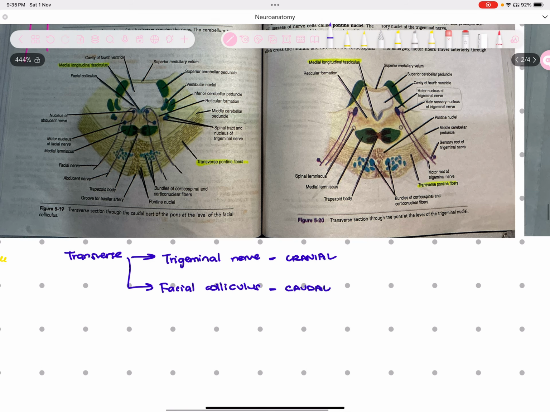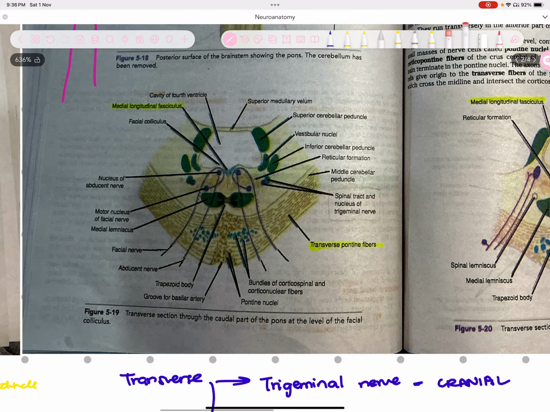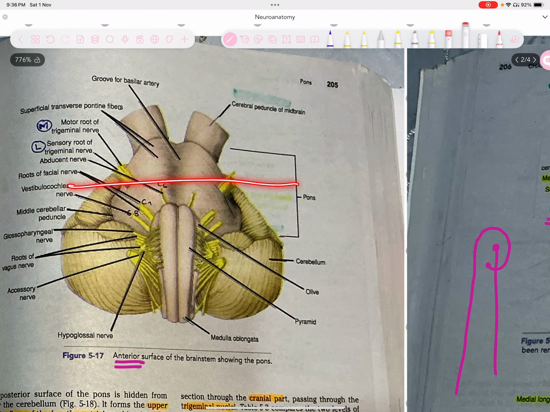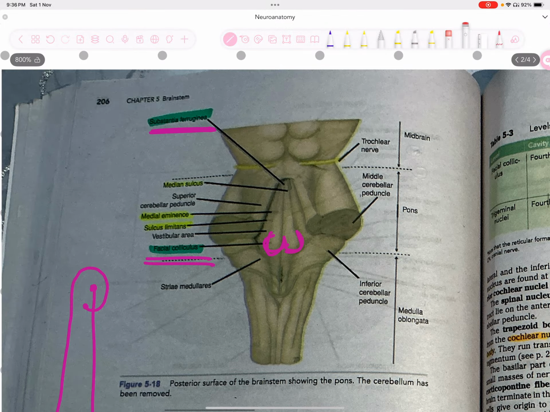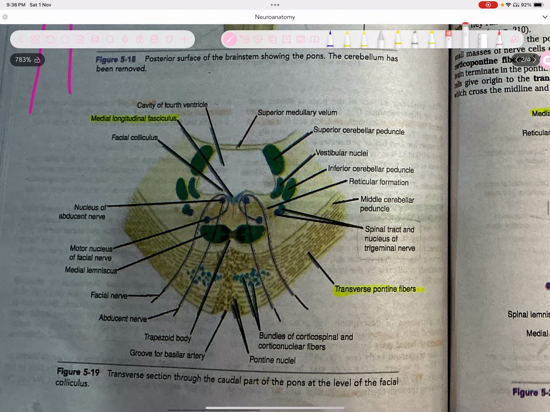So this is the transverse section of the pons at the level of the trigeminal nuclei, and then the facial colliculus level. This is the cranial and this is the caudal. But first let's look at the caudal because that image is first in the book. So let's look at the transverse section at the caudal level, which is at the level of the facial colliculus. One is anteriorly at the level of the trigeminal nerve, and if you look at it posteriorly, you'll see the facial colliculus, the inferior caudal level. So let's look at the caudal level.